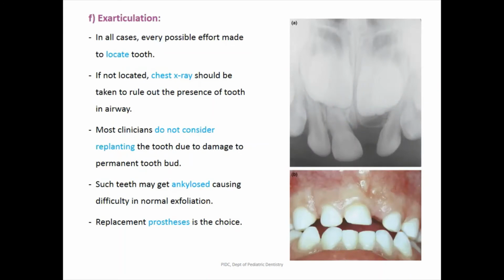In avulsion type of injury, in all the cases it is possible. The most important thing is to locate the tooth. If it is not there in the oral cavity or in the socket, we need to locate the tooth. So to locate the tooth, we need to take chest x-rays to rule out the presence of the tooth in the airway. Most of the clinicians do not consider placing back the tooth or replanting the tooth, because that might damage the permanent tooth bud, or the primary tooth may get ankylosed and hence cause difficulty in normal exfoliation, and that will prevent the eruption of the permanent tooth bud. The lost tooth can be replaced with a prosthesis, which can be a choice for patients.